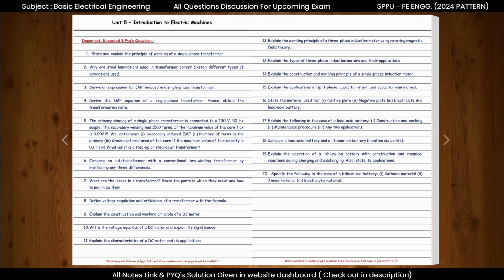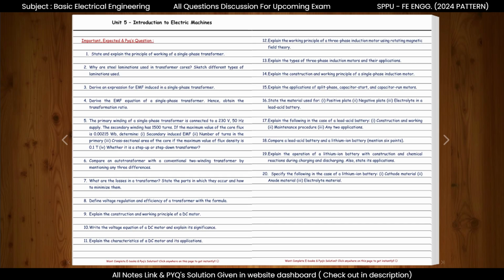Alright, let's move on to our next important topic. Explain the types of three-phase induction motors and their applications. There are two main types, squirrel cage and slip ring induction motors. Squirrel cage motors are rugged, cheap, and used in fans, pumps, and compressors. Slip ring motors allow external resistance for better speed control and are used in heavy machinery.